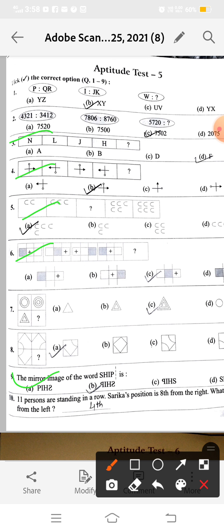From January to April, in every month we celebrate one seasonal festival. Now everyone, complete your aptitude test number 5 and 6 as homework, and revise all the current affairs questions which I explained here.